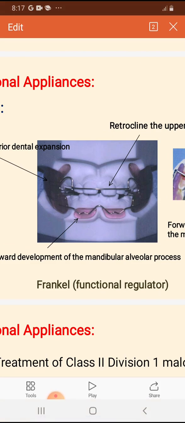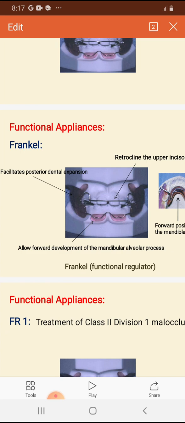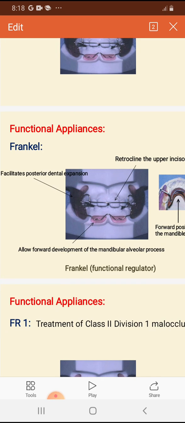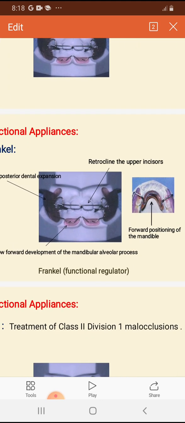Another acrylic part is the lip pads, and the lip pads allow forward development of the mandibular alveolar process because they remove the forces coming from the lip on the teeth. In the same way, we have acrylic buccal shields. These facilitate posterior dental expansion because they also remove the forces coming from the cheek on the teeth. So we have three main acrylic components: lingual pad, lip pads, and buccal shields.